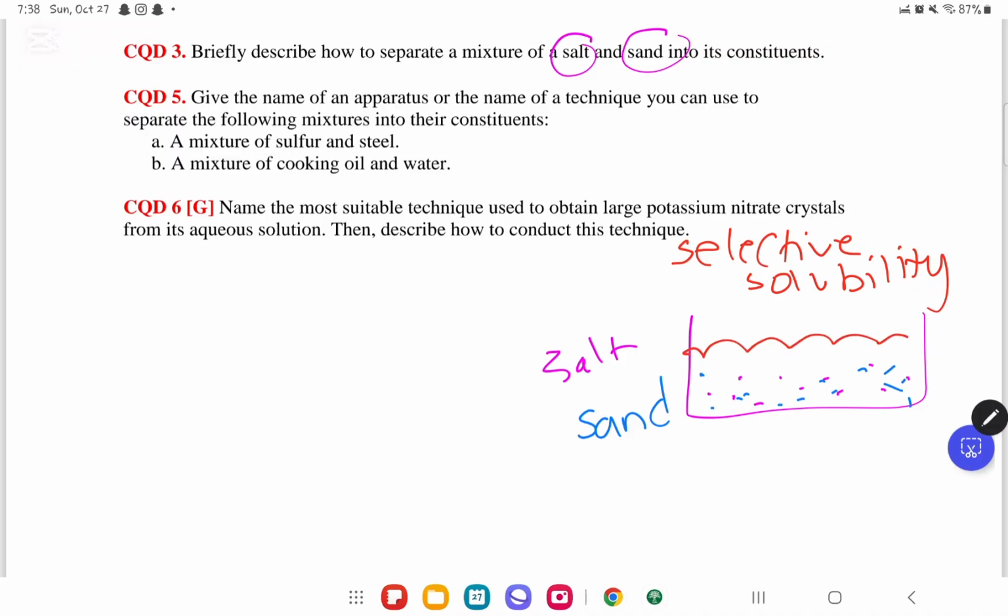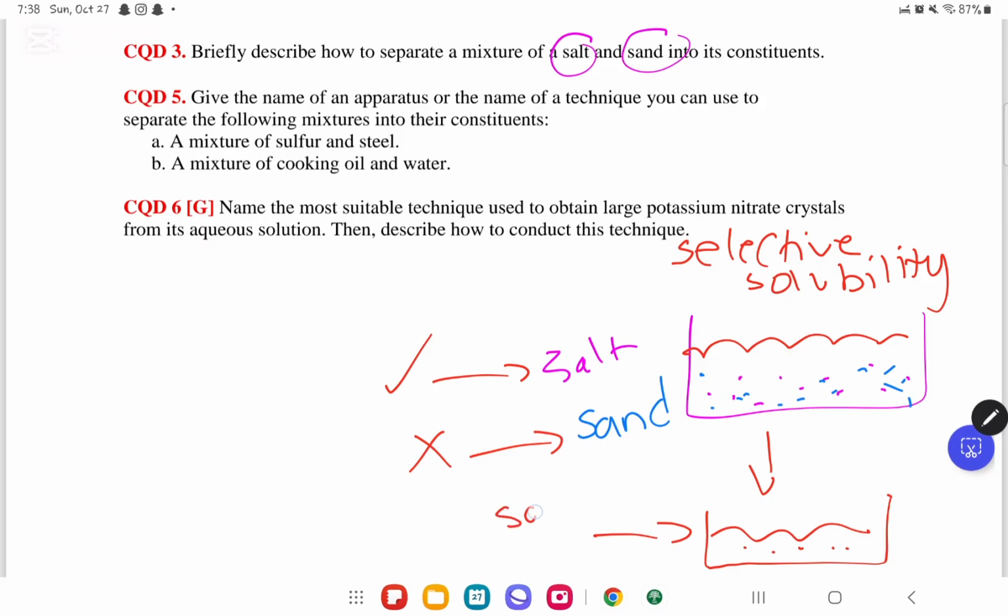And then the salt dissolves in water, whereas the sand does not dissolve. So now we're gonna end up with what? We're gonna end up with a salt water solution and sand. So this is salt water solution plus sand. So the salt dissolved in the water, whereas the sand did not dissolve.